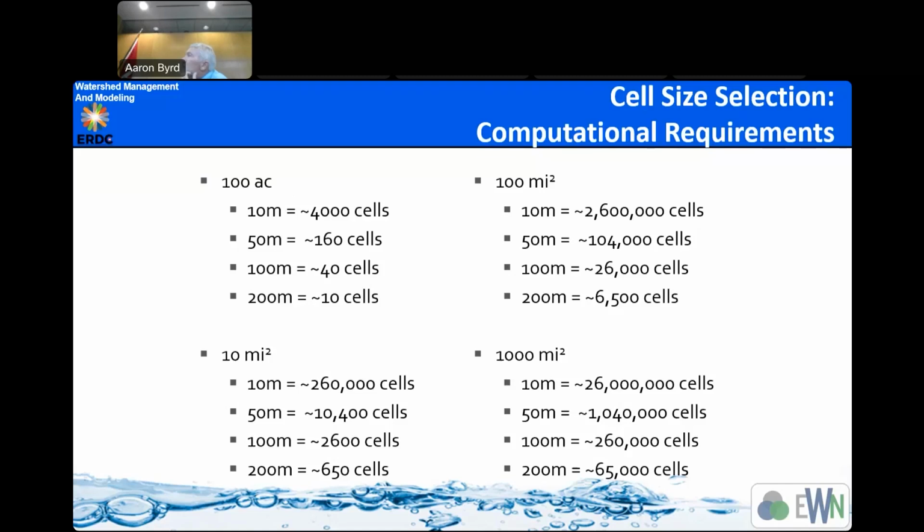So you think about the cell size requirements and the computational requirements, and you have different size watersheds. At 100 acres, you can put in 10 meter cells and you only have 4,000 cells, right? That runs in the blink of an eye. At 100 square miles, that 10 meters is getting a little bit large. You're up to 2.5 million cells, so that's probably too many. You're probably better off going down to 50. And if you go up to a 1,000 square mile watershed, about the size of the Kishwaukee watershed Aaron talked about earlier, that'd be 26 million cells. That's really too many. You could drop down to 50 and you're still at a million. Something like 100 meters or 200 meters is much more reasonable for that one.